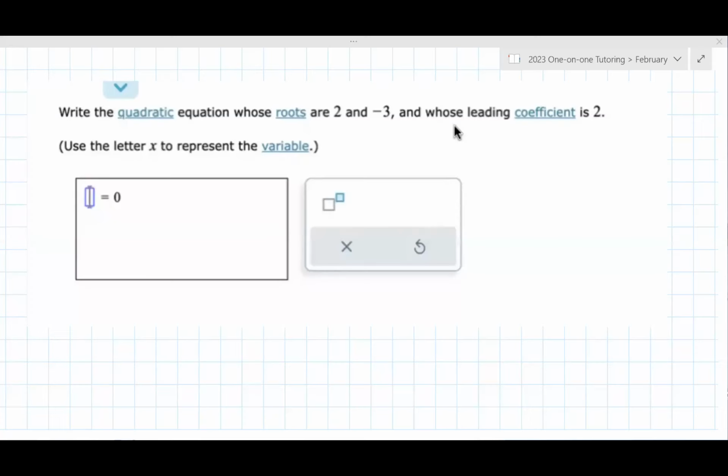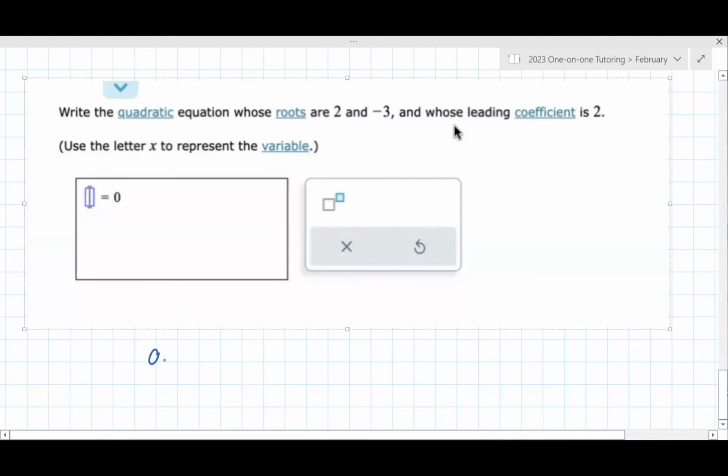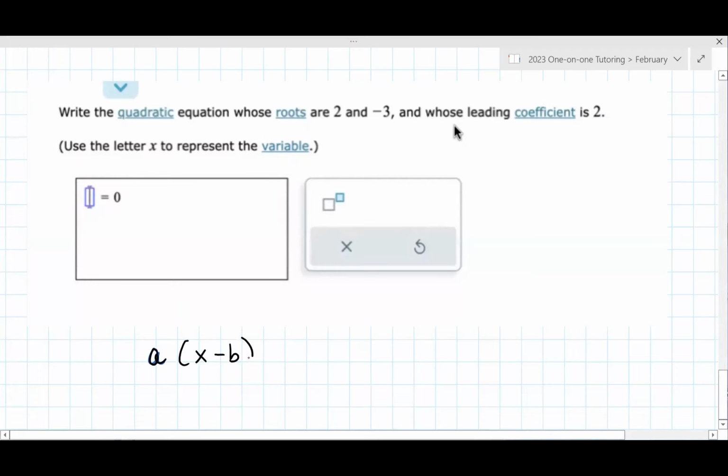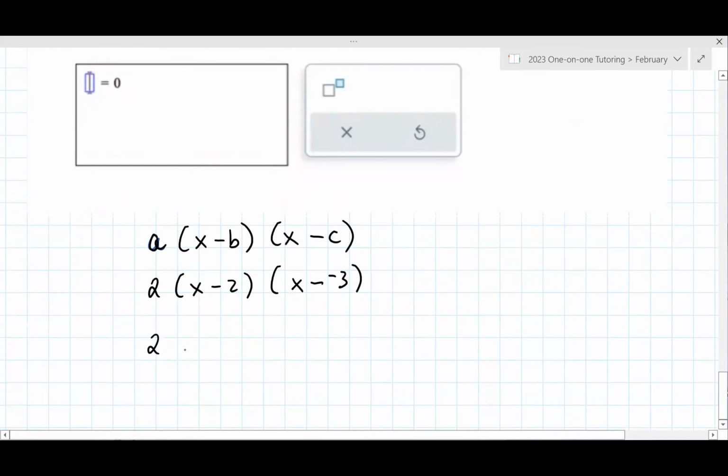All right, let's let that load up here. I'm going to assume that we're okay using this form, but the form is A, and then X minus B, X minus C. Now, what are these things? The leading coefficient is A. It's 2, right? B and C are the roots. So it's 2 times X minus 2, X minus negative 3, which becomes X plus 3.